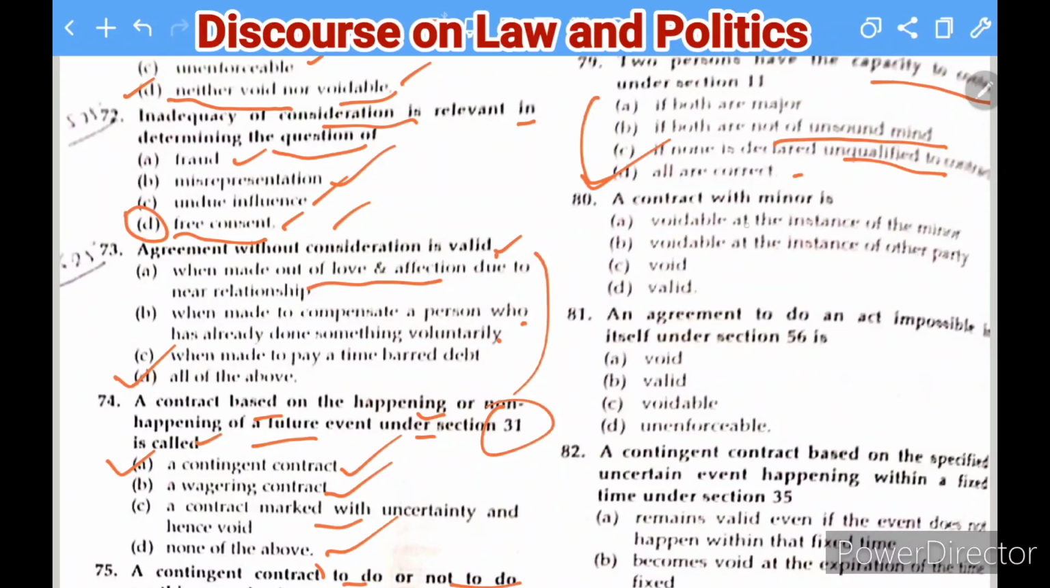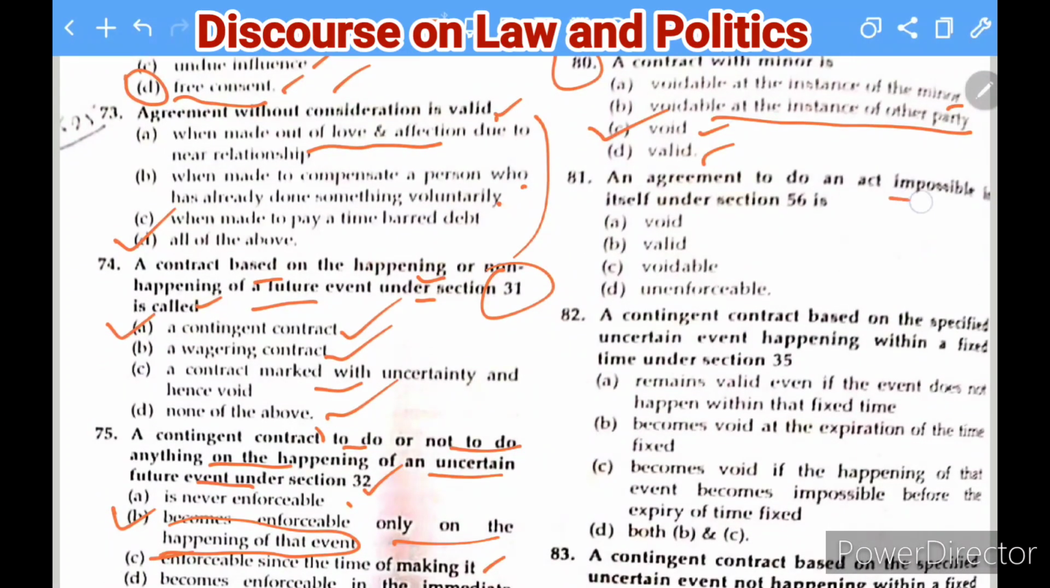A contract with a minor is voidable at the instance of the minor, voidable at the instance of the other party, void, valid. So a contract with a minor, whether it would be void at the instance of a minor or other party. You know the Mohori Bibi versus Dharmodas case, where you will find that the contract with a minor is void from its inception.